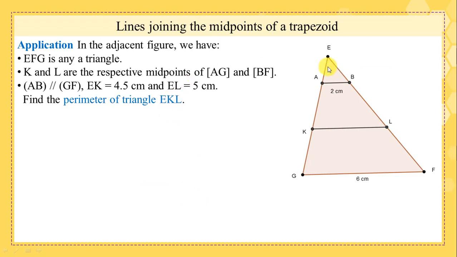Application. In the adjacent figure, we have EFG is any triangle. K and L are the respective midpoints of EG and BF. AB is parallel to GF. EK is equal to 4.5 centimeter and EL is equal to 5 centimeter. Find the perimeter of triangle EKL.